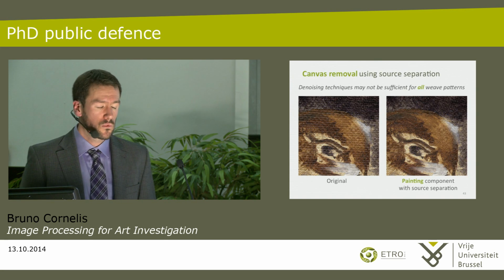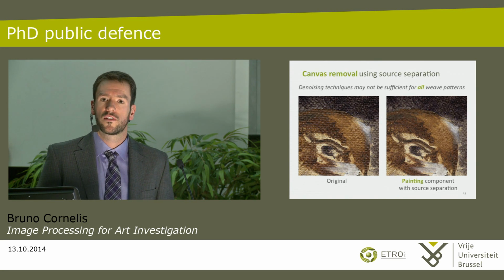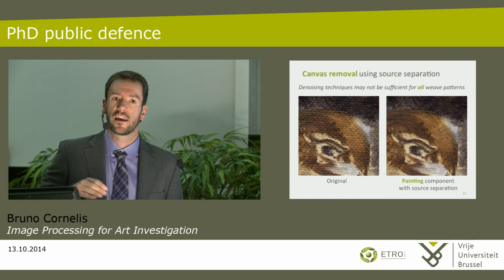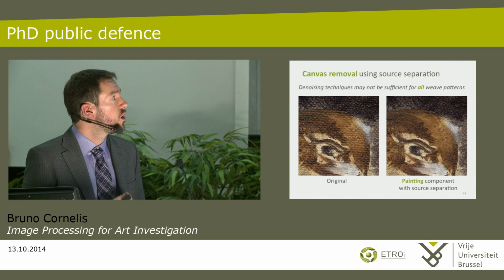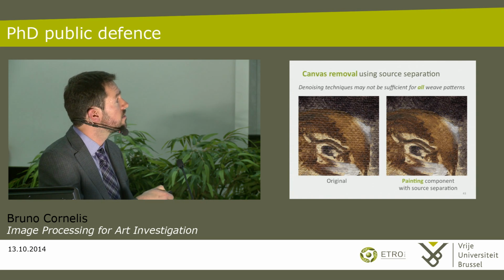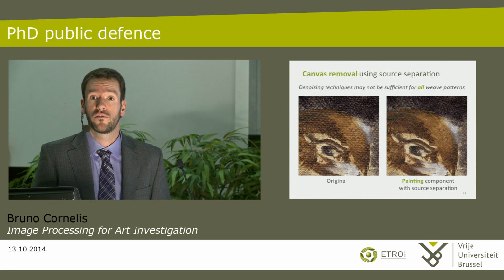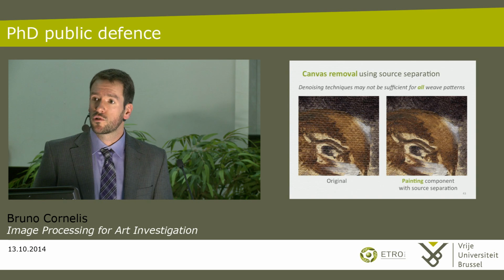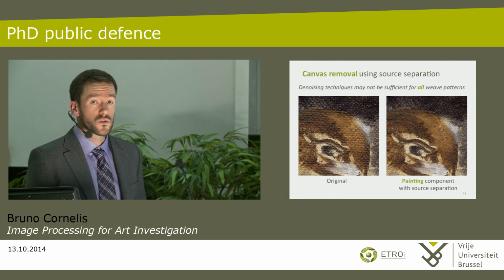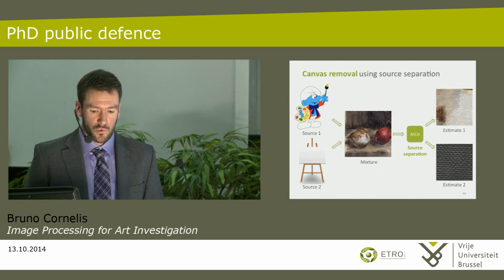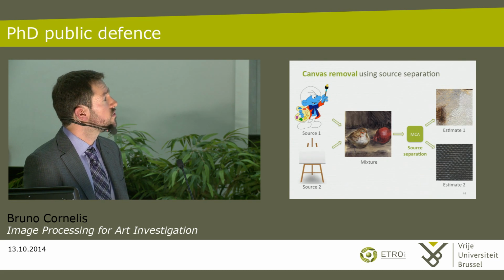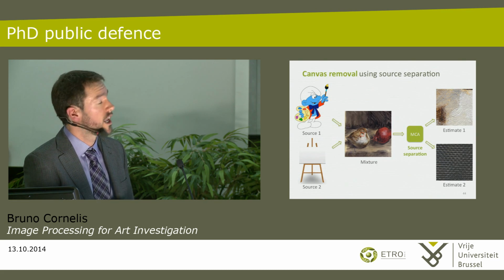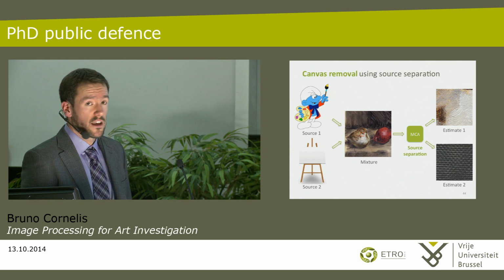Now, this is all very well when the canvas behaves very nicely in a grid-like fashion. But what happens when we have other weave patterns? So for example, here, this is a very different weave pattern from what we had before. Well, then we introduce another image processing technique, which is called source separation. Source separation considers the following model. We have two sources: on the one hand, our painter, on the other, our canvas.